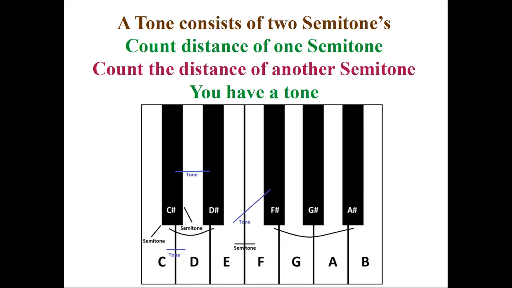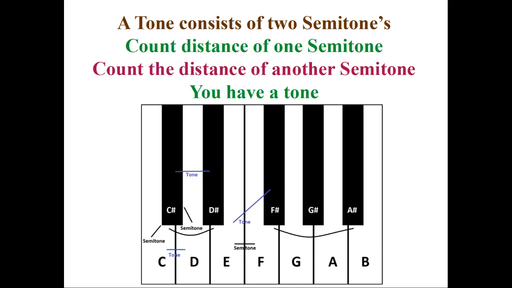In a similar sort of way, if we went from C sharp, which is a black note, to the next highest note, which is D, that would be a semitone. And then if you went from D to D sharp, which is the black note between D and E, that would also be a semitone. So a semitone and a semitone makes a tone. So therefore, between C sharp and D sharp is a tone.